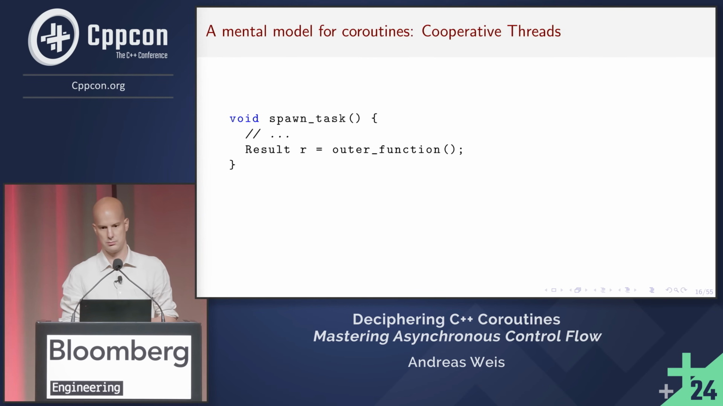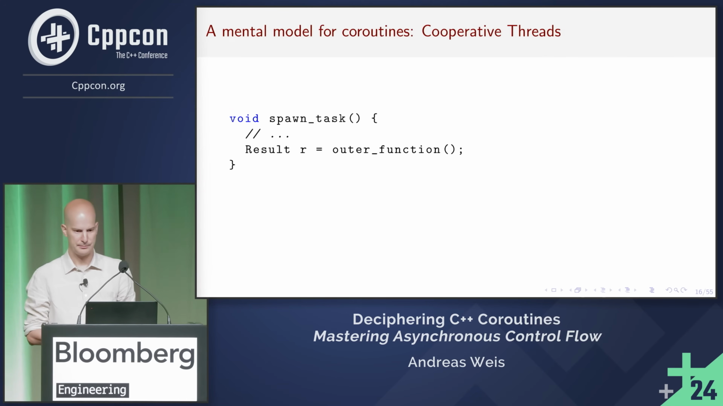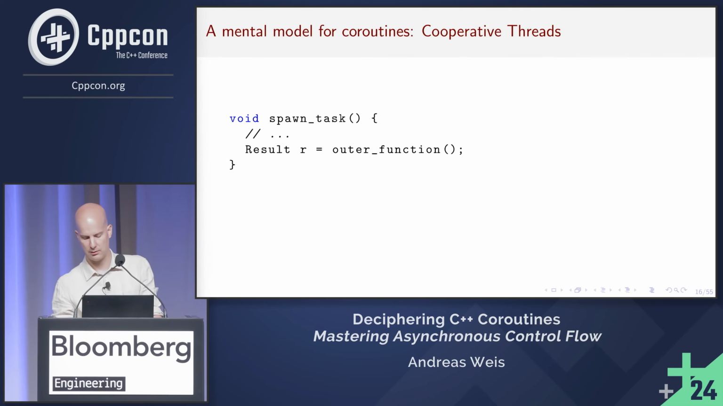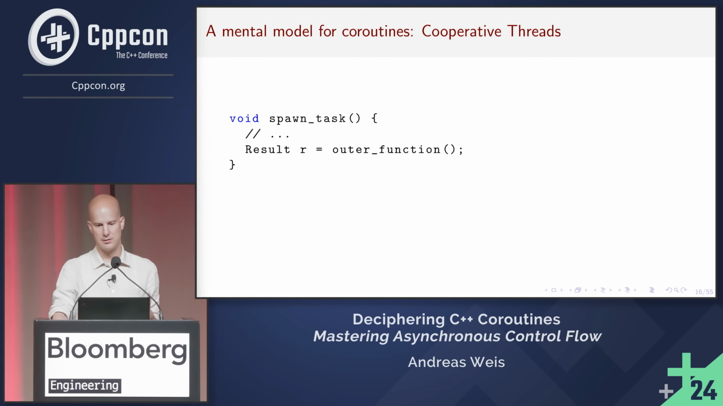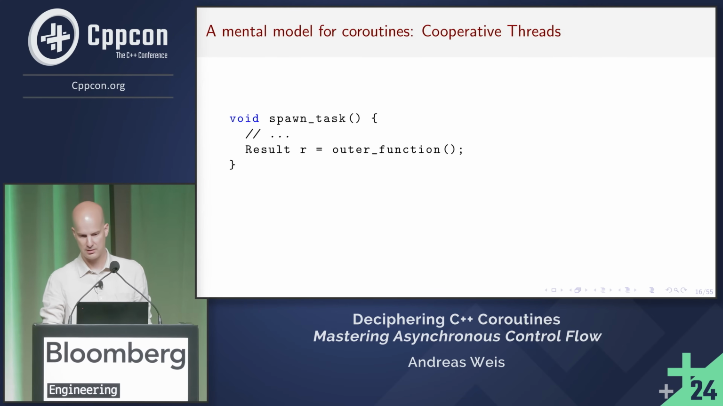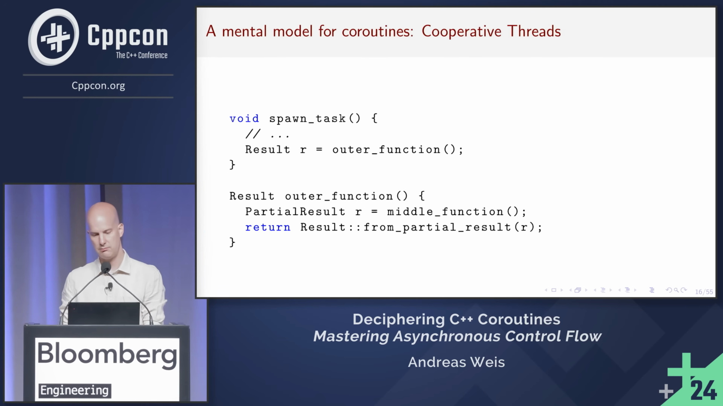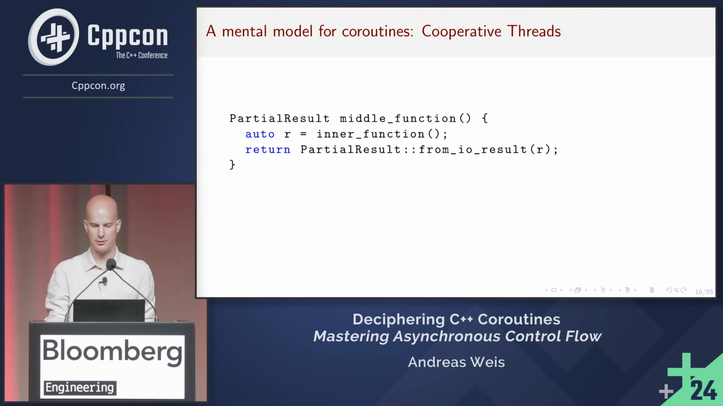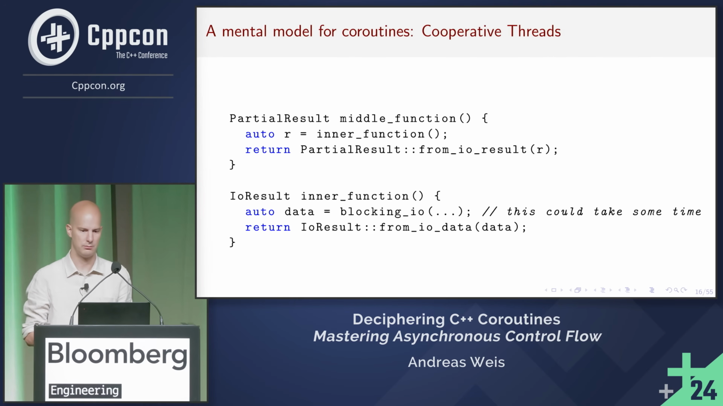So let's start by building a mental model for what we're trying to do here. An analogy that is often given is that coroutines are like cooperative threads. So what does that mean? Let's say we want to do some task, and it's a complex task, so it consists of several functions. We have an outer function that depends on a partial result computed by a middle function. The middle function, in turn, calls an inner function, which retrieves some data through I/O.